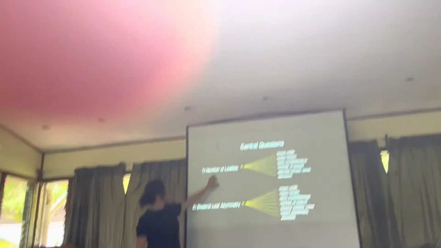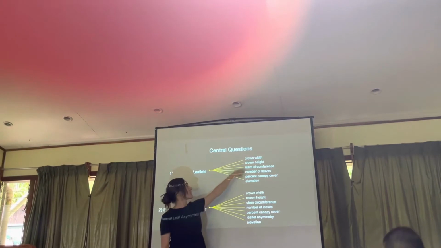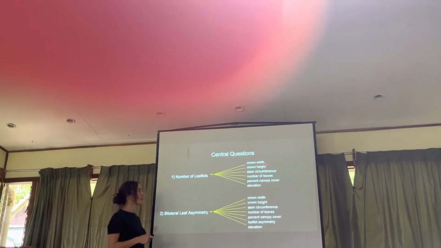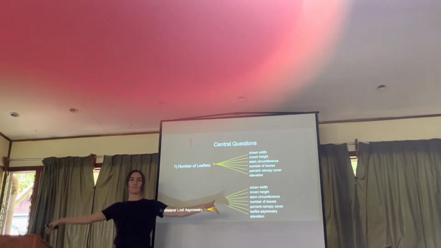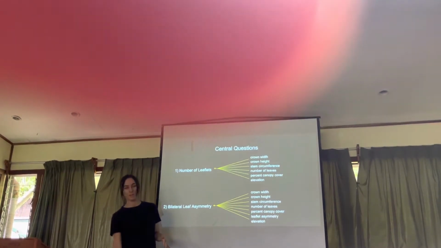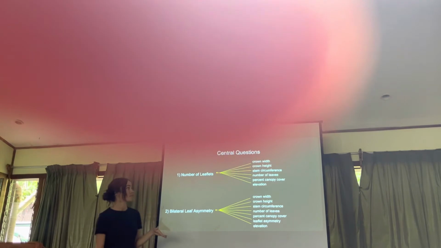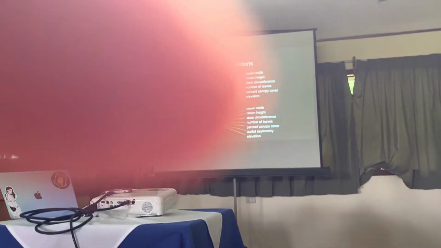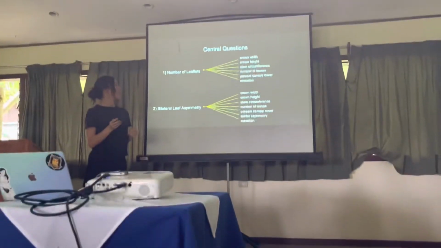So I have number of leaflets, that's what I want to know was being affected, and these are all the variables that I was considering. First, crown width, and then crown height. Crown width is the actual width of the whole plant from tip of leaf to tip of leaf. Crown height is from the bottom of the stem as it meets the soil up to the top of the highest leaf. Stem circumference, that's below the lowest node. Number of leaves of the whole plant. Percent canopy cover, that's how much sunlight is actually reaching the plant. And the elevation.